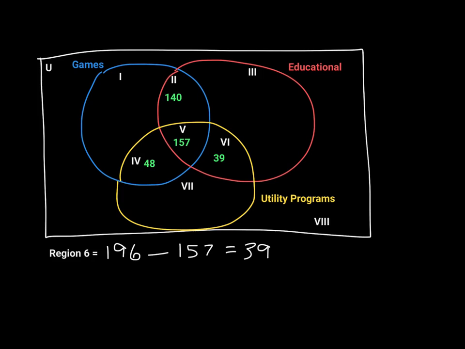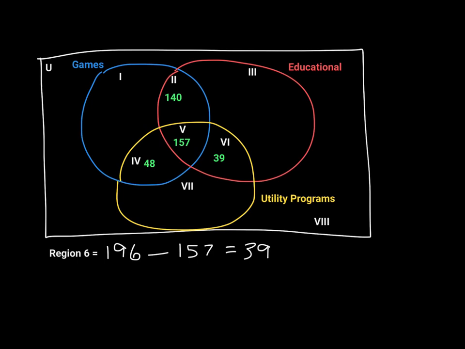However, some of them purchased all three, 157 to be exact, and 39 only purchased educational and utility programs. But if you add them all together, that's the total number of customers that purchased educational and utility programs, which is 196. Okay? All right. Now let's go for regions 1, 3, and 7. Let's go for region 1.